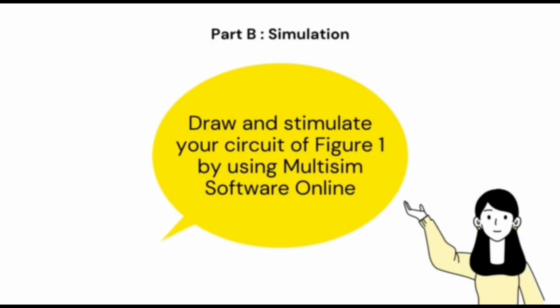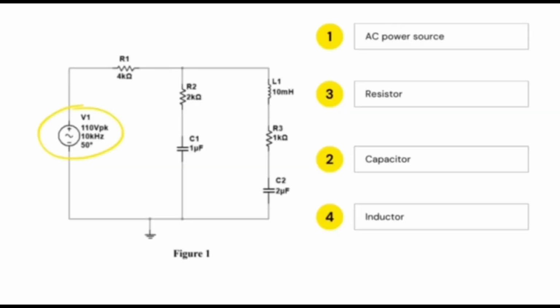figure 1 by using Multisim software online. Okay, let's start. First, we must choose the components. As we can see, the circuit uses 1 AC power source, 3 resistors, 2 capacitors, and 1 inductor.